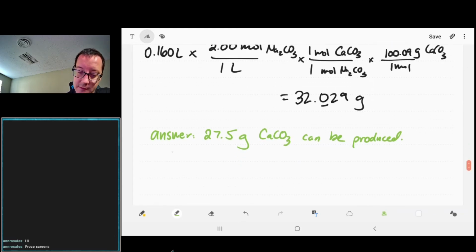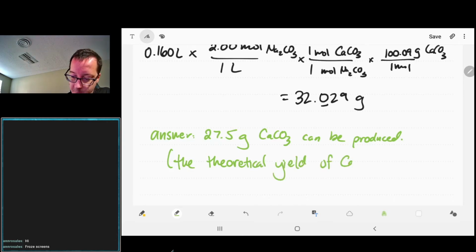And just so you know, another way to say this is the theoretical yield is 27.5 grams. So it's exactly the same way of saying this sort of thing.